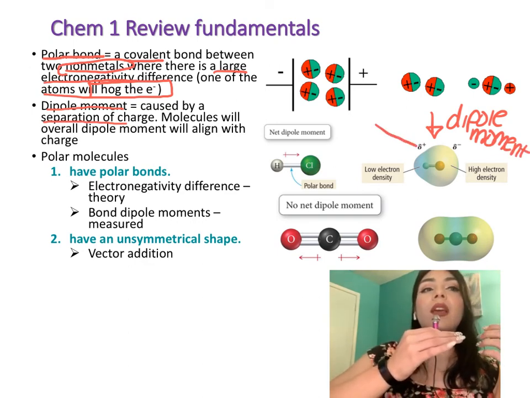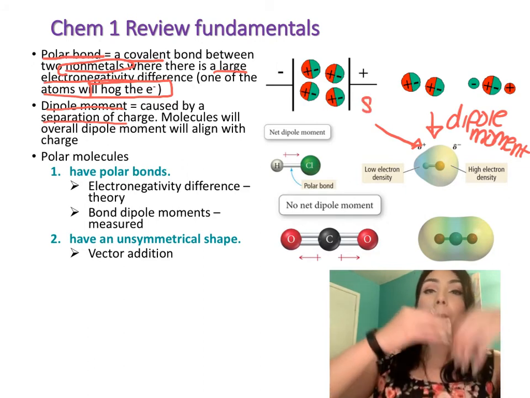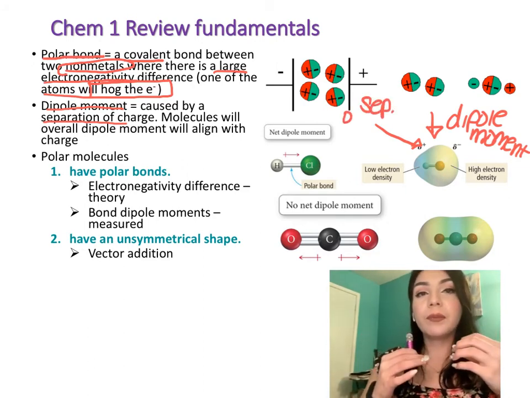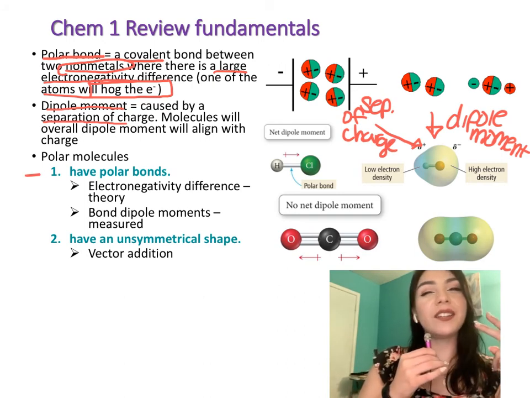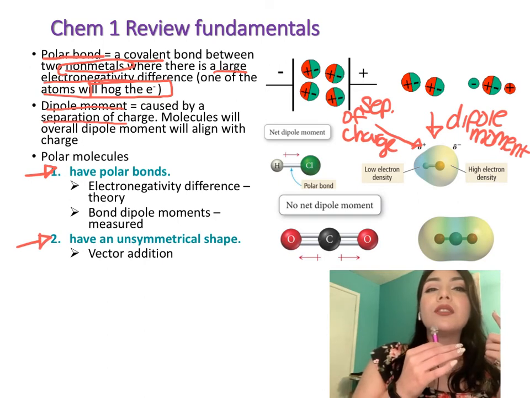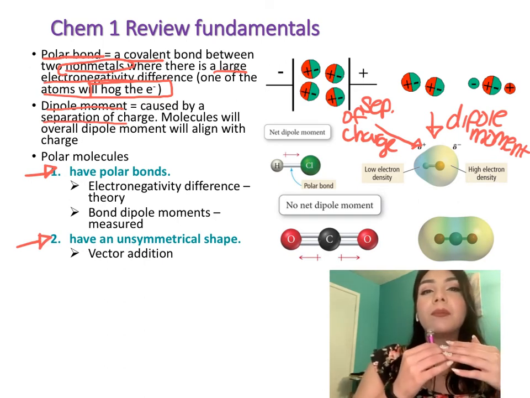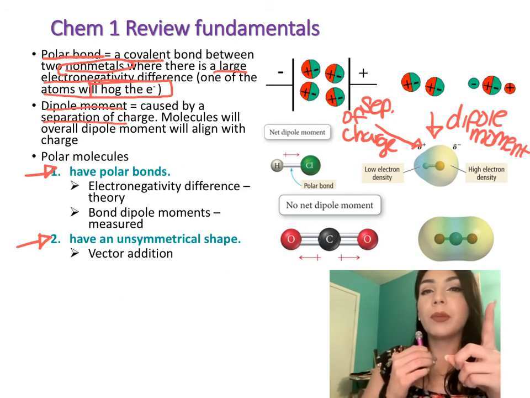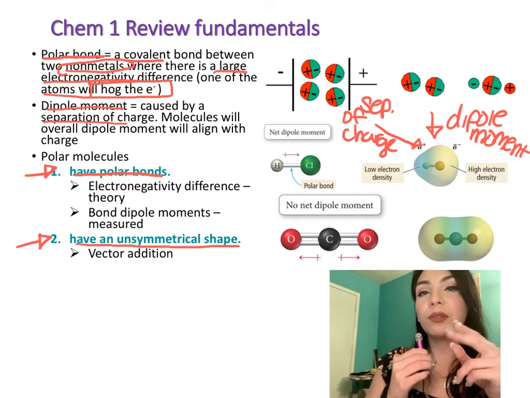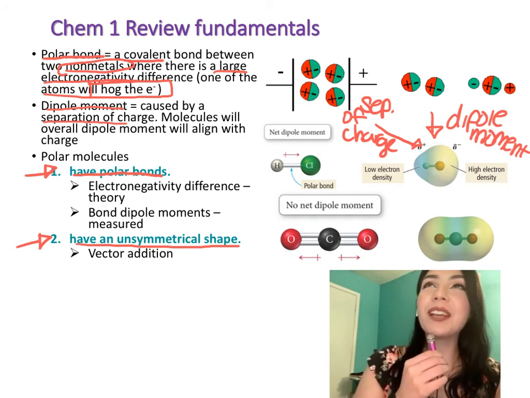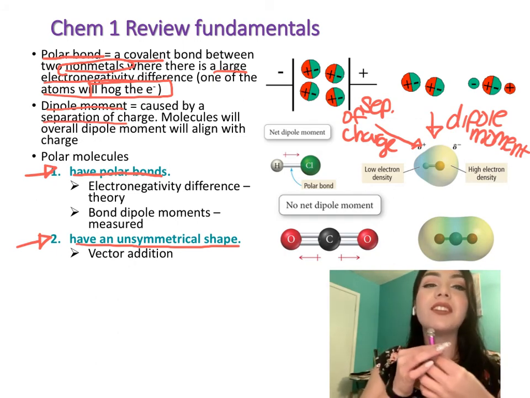Now, in order for a molecule to be polar, you have to have two criteria. I never know the difference. You have to have these two specifics to it. You have to have polar bonds, and you have to have an unsymmetrical shape.